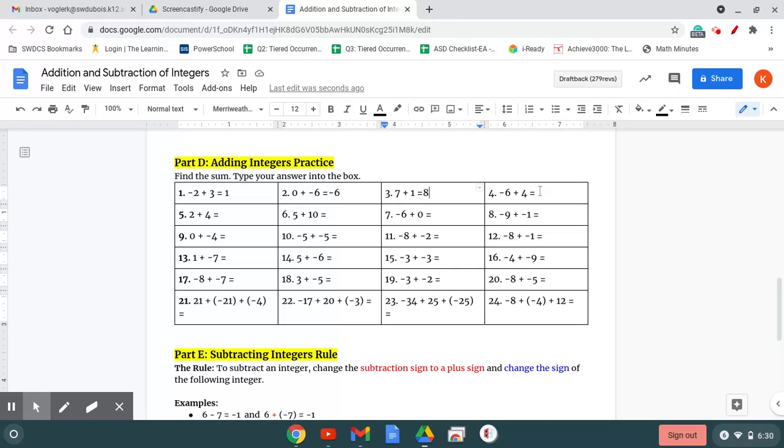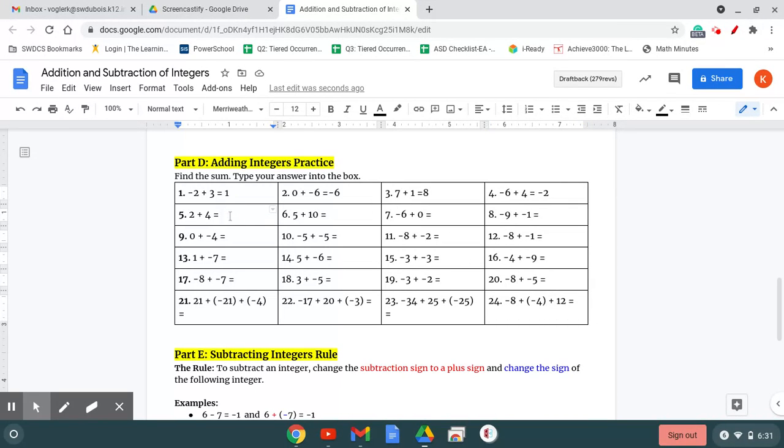Number 4, -6 plus 4. So you have a negative and a positive. So you have different signs, subtract, and keep the sign of the bigger number. So 6 minus 4 is 2, and keep the sign of the bigger number. Well, we have a positive 4 and -6. So what's bigger, 4 or 6? Well, 6 is bigger and 6 is negative, so your answer is -2. So -6 plus 4 is -2.